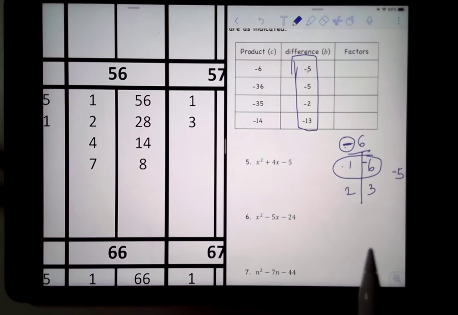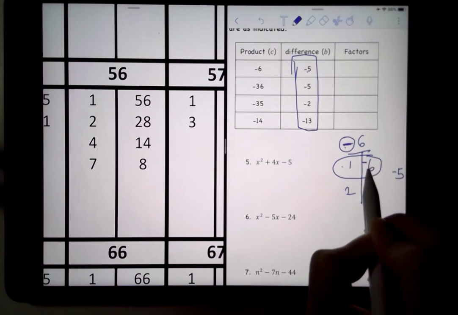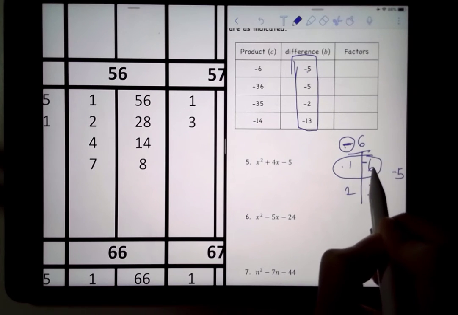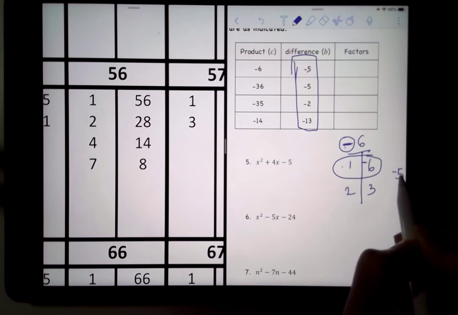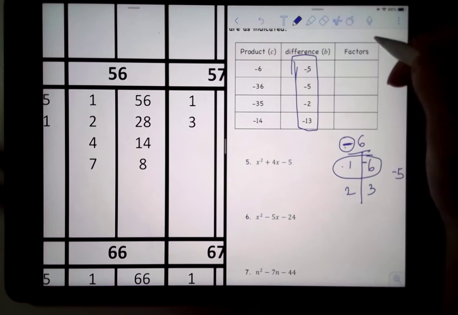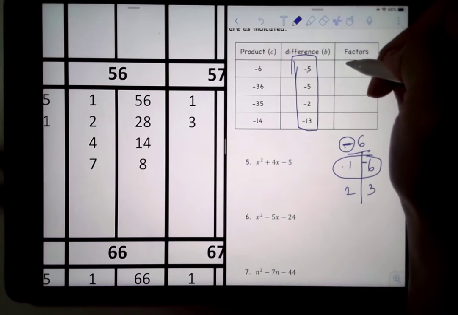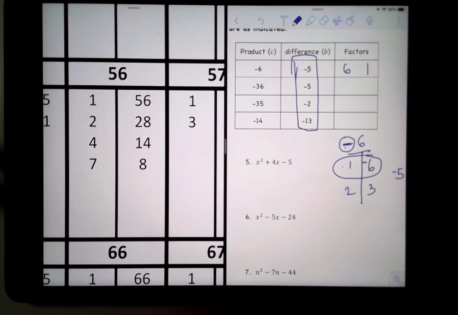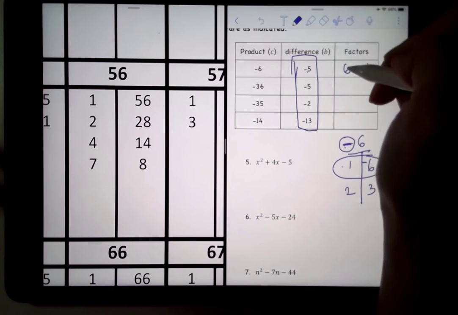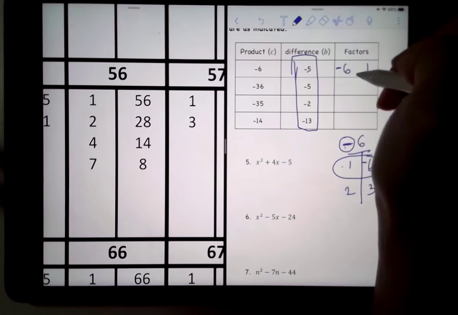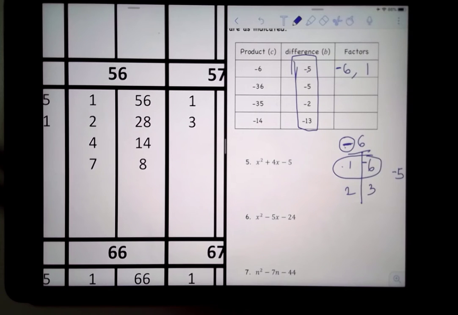So my numbers, let's check. If I have 1 and negative 6, multiply to negative 6, add to negative 5, right? So these are my two numbers. So 6 and 1, right? Difference is 5, but we want to make it negative 5. So negative here. Okay?